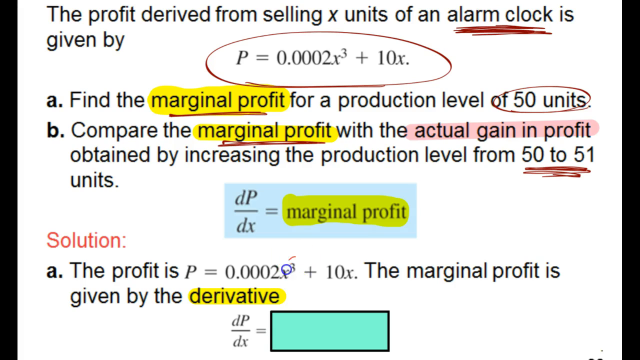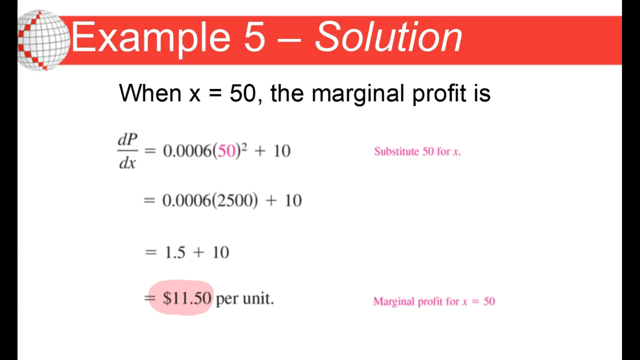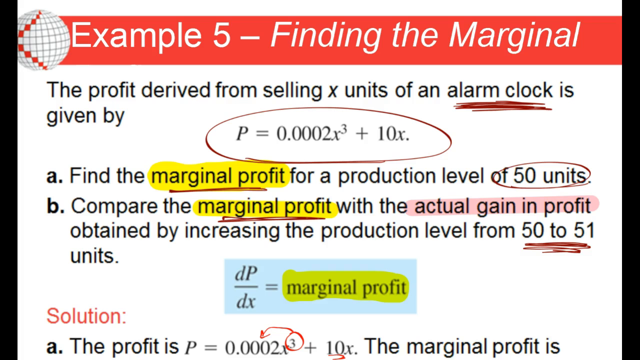And the shortcut way to find that derivative is 3 times that 2, which is 6, and the derivative of 10x is just 10. So the derivative is 0.0006x squared plus 10. So if you evaluate it at 50, instantaneous, the marginal profit, you can see, would be $11.50 per unit.